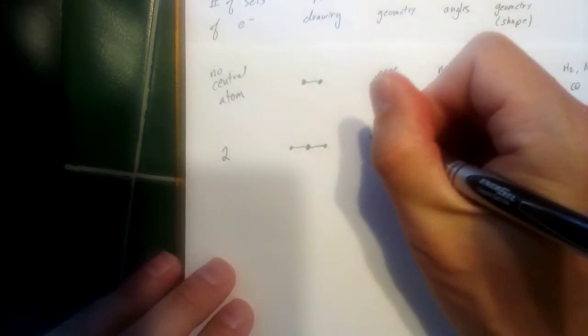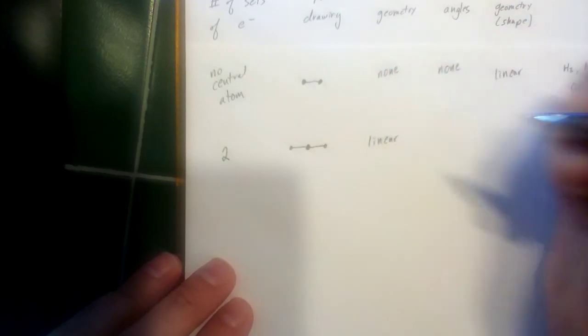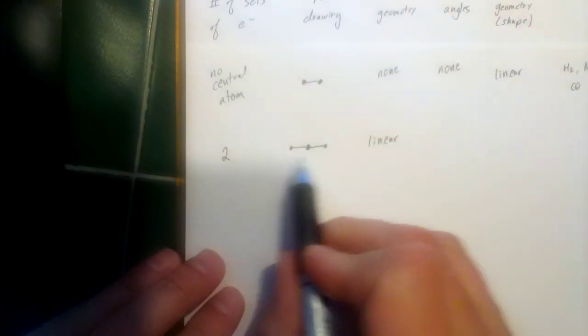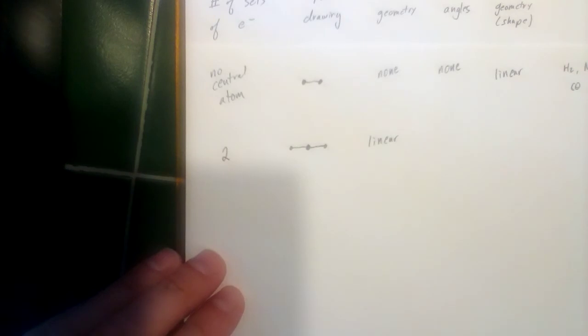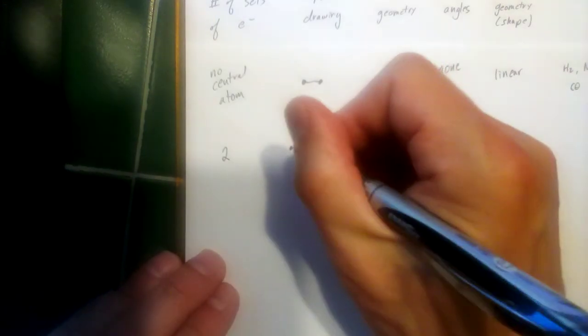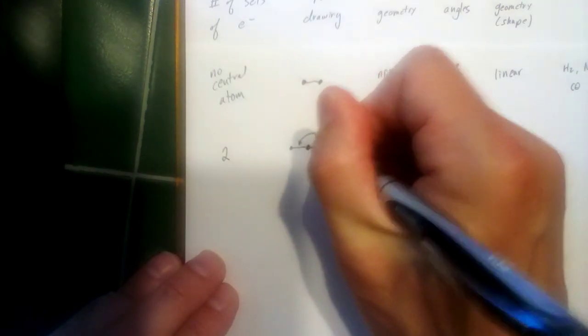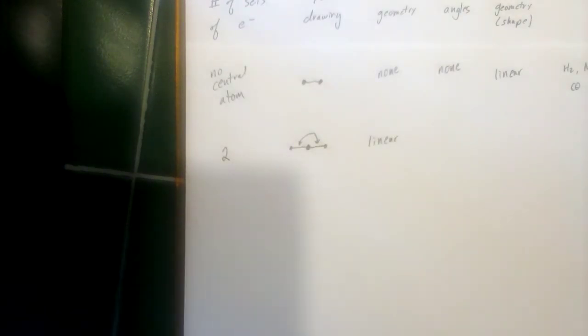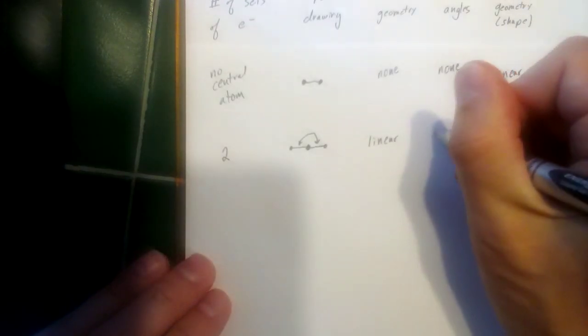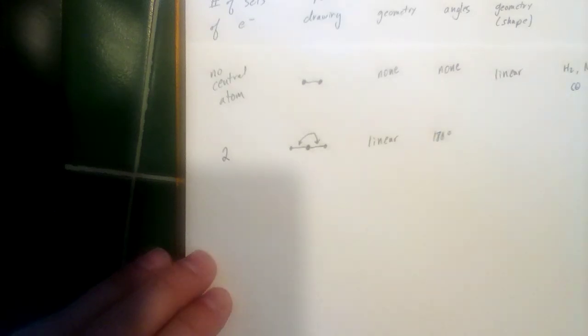And that would be a linear shape. So this would be a linear electron geometry. The sets of electrons are arranged in the shape of a line, right? And the angle here between the bonds, we have two bonds coming out of the central atom now, so we do have an angle, is 180 degrees.